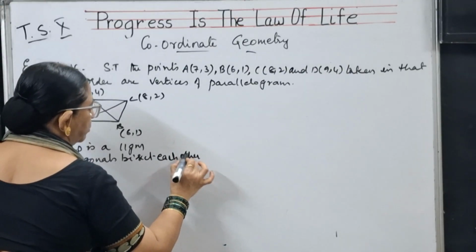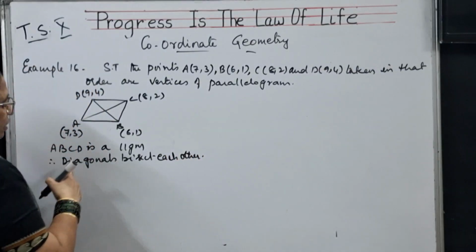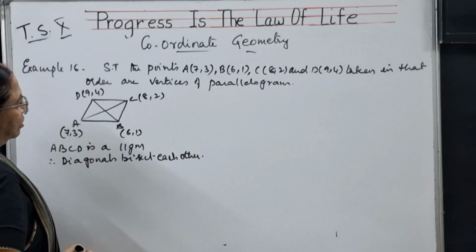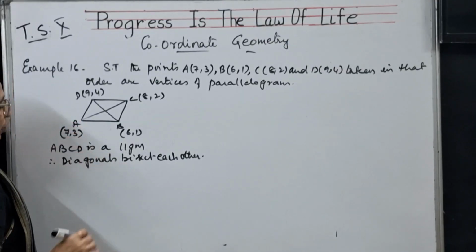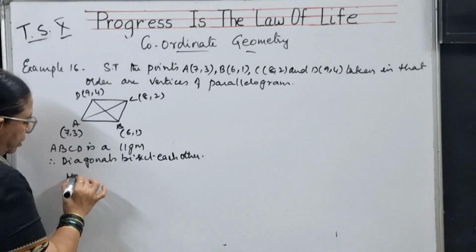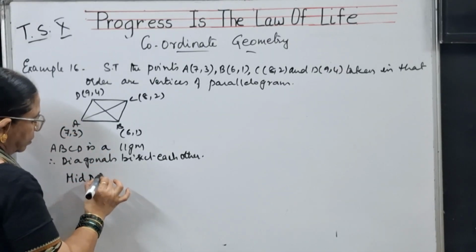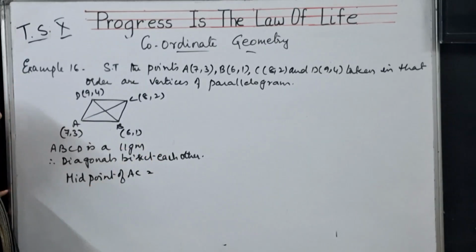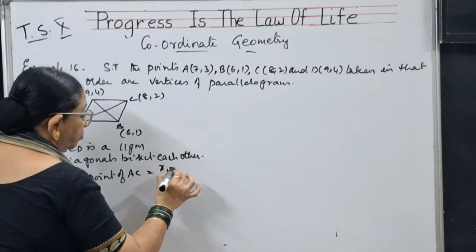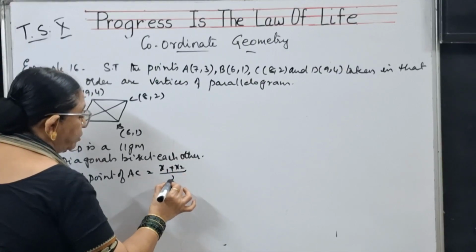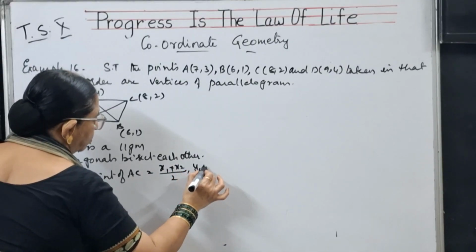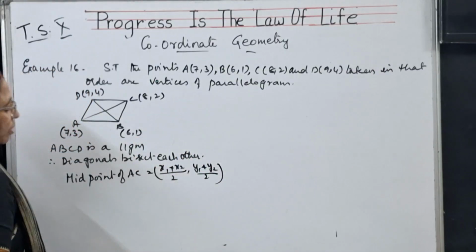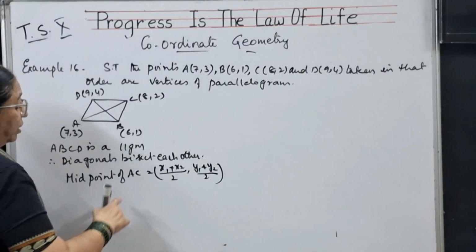This should be the property. Let us see whether this property is acceptable here. Diagonals bisect each other means we have to take the midpoint formula. So what is the midpoint of AC? Midpoint formula, recollect: (x1 plus x2)/2, (y1 plus y2)/2. This is the midpoint formula. So what are x1, y1, x2, y2?